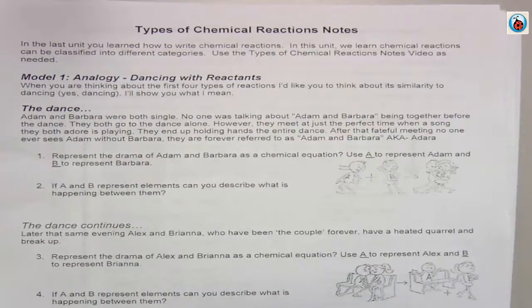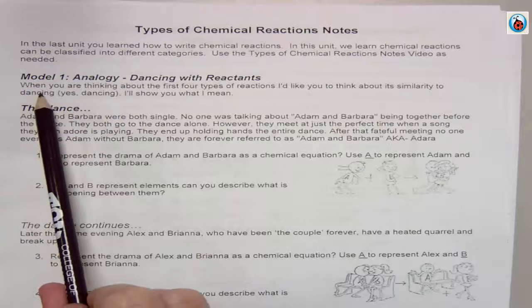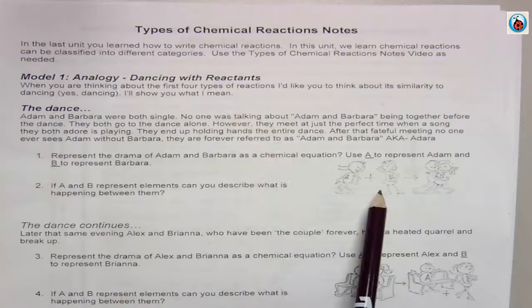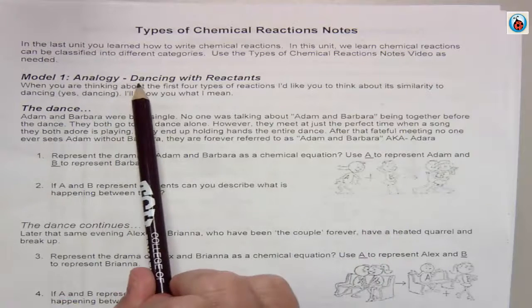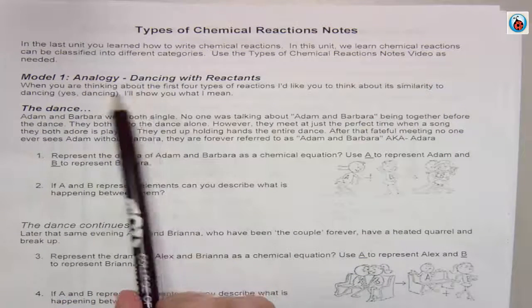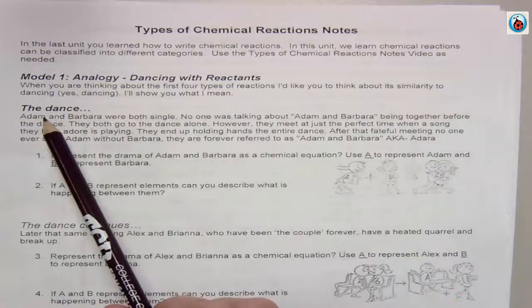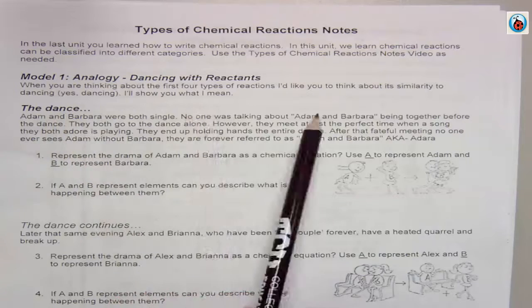All right, so in the last unit, we learned how to write chemical reactions. So in this one, we're going to learn how we can classify those reactions. So we're going to use the analogy of dancing atoms. When you're thinking about the first 4 types of reactions, I'd like you to think about its similarity to dancing, and I'll show you what I mean.